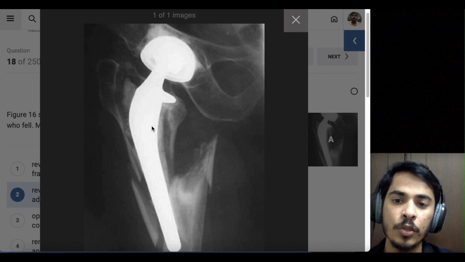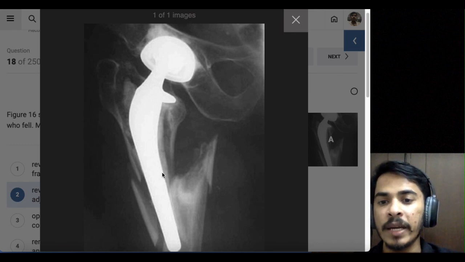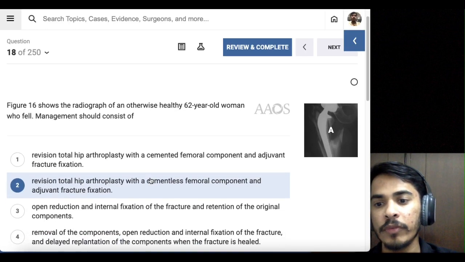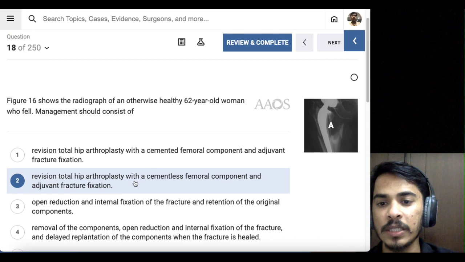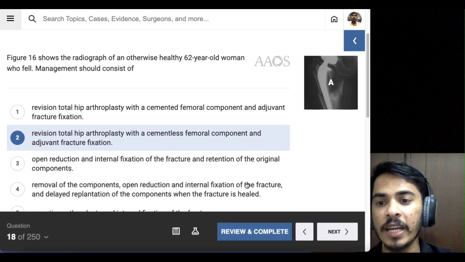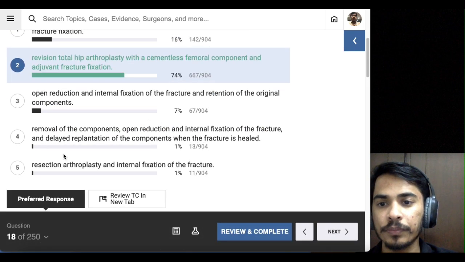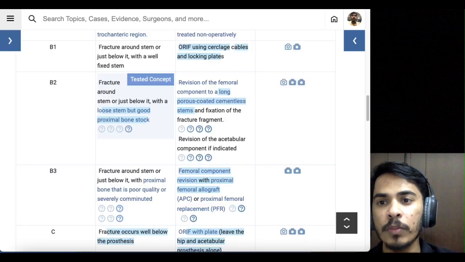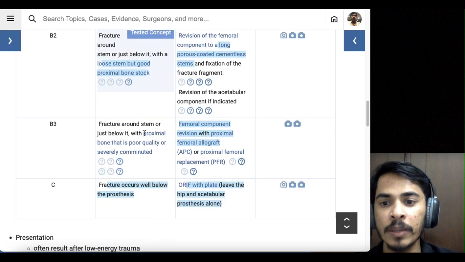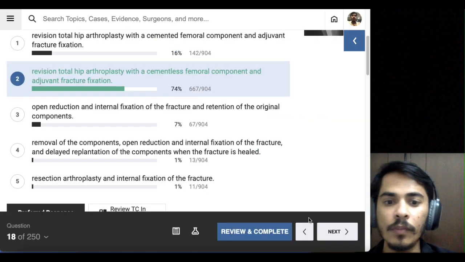So this is a B2, with a loose implant and adequate bone stock. So we have to go for a revision total hip arthroplasty with a cementless femoral component and adjuvant fracture fixation. If there is poor bone quality, if it is type B3, if the proximal bone is of poor quality or severely comminuted, we have to go for a femoral component revision with proximal femoral allograft or proximal femoral replacement. Next question.